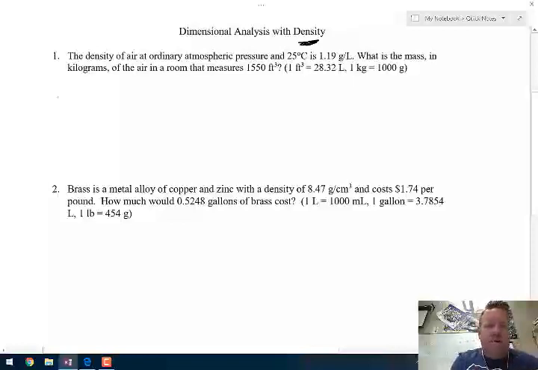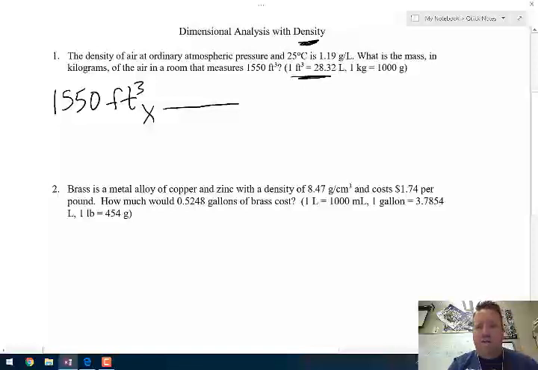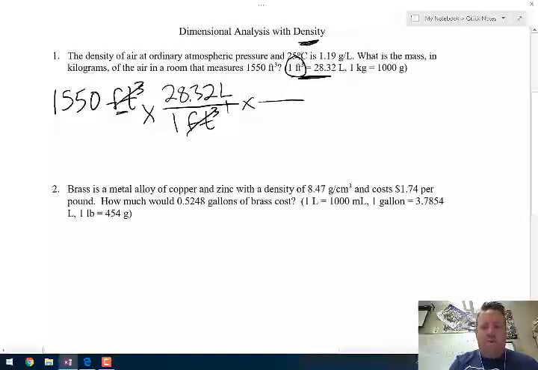Just like every other problem we've done, we're going to start with the information that's given to us, 1,550 cubic feet. We know that we have to do a conversion with that. Cubic feet are on the top, so that means they have to go on the bottom. So 1 cubic foot goes on the bottom, and it's equal to 28.32 liters. Now our cubic feet have canceled, and now we need a conversion with liters.